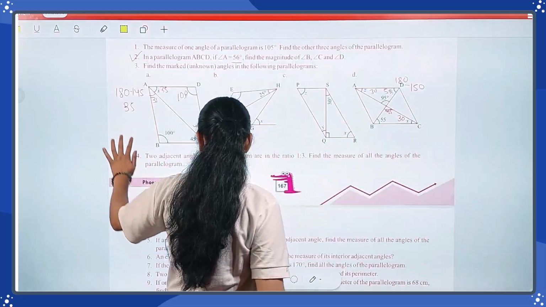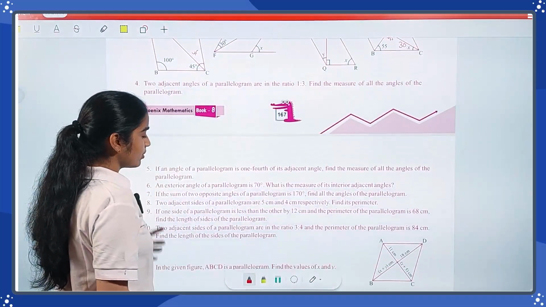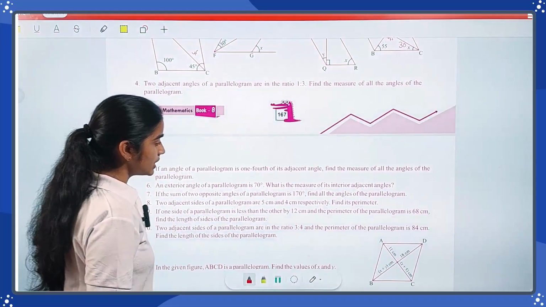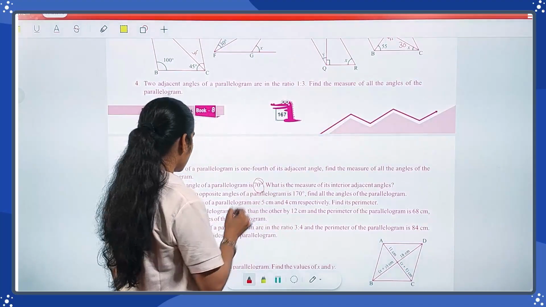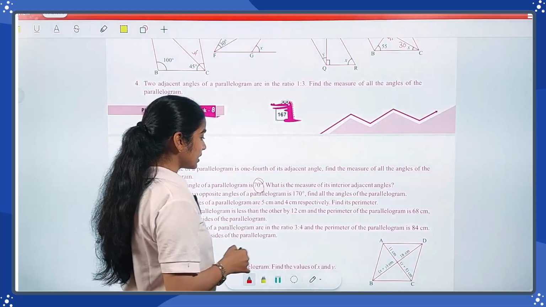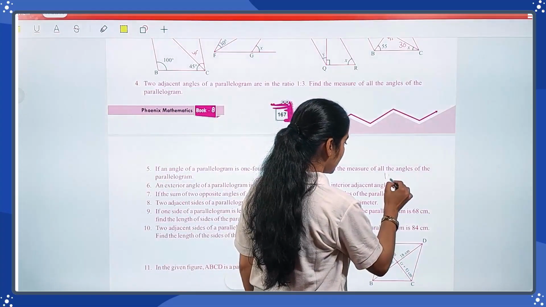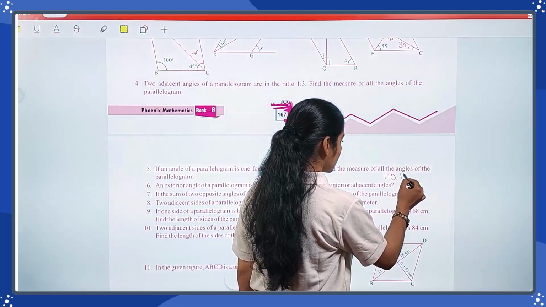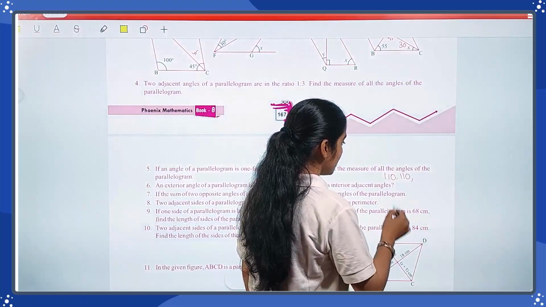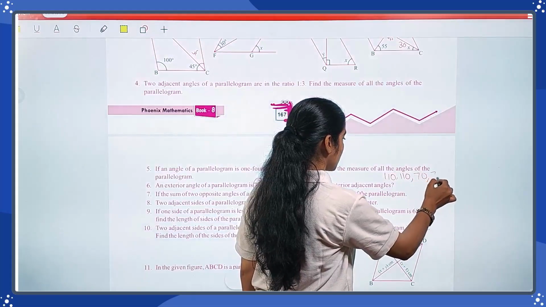Okay. Now an exterior angle of a parallelogram is 70. What is the measure of the interior angles? Interior angles. Okay. So if the exterior angle is 70, then the interior angle is 110. If one angle is 110, then the other one is also 110. The second one is 70 and the fourth one is also 70.